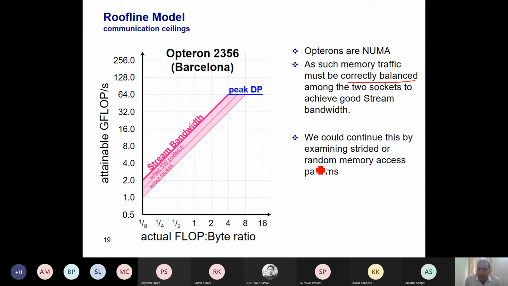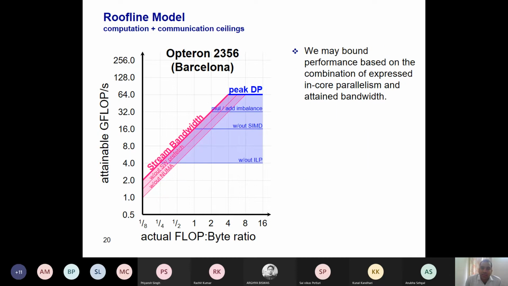Okay, you could further add some more ceilings. If your accesses are not contiguous, if they're random accesses, then the bandwidth will go down further. So that's the idea. Effectively, while you assume the performance to be at the highest peak, your actual performance will be much less because of these practical constraints. So in this way, we have now imposed both computational ceilings and communication ceilings.